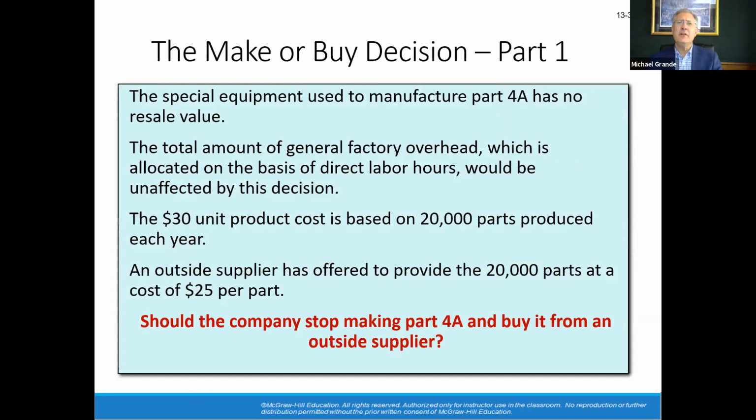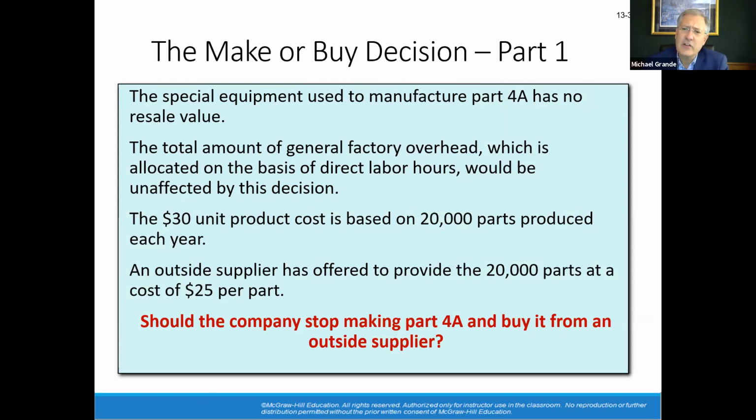The special equipment used to manufacture part 4A has no resale value. Therefore, it's irrelevant. The total amount of general factory overhead, which is allocated on the basis of direct labor hours, would be unaffected by this decision. So it doesn't go away. It's simply reallocated to other parts of the business.